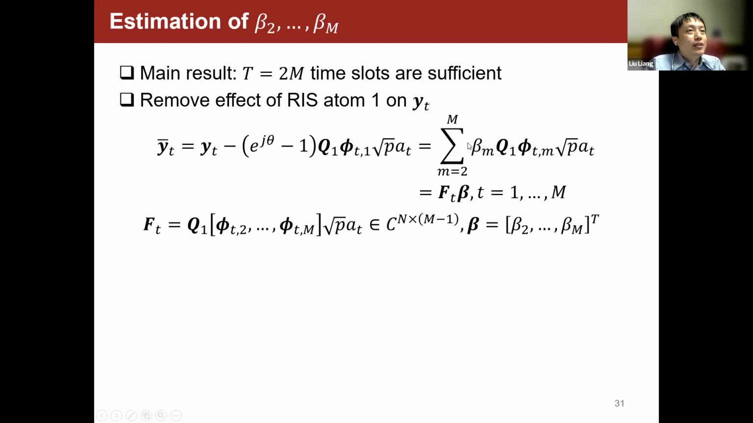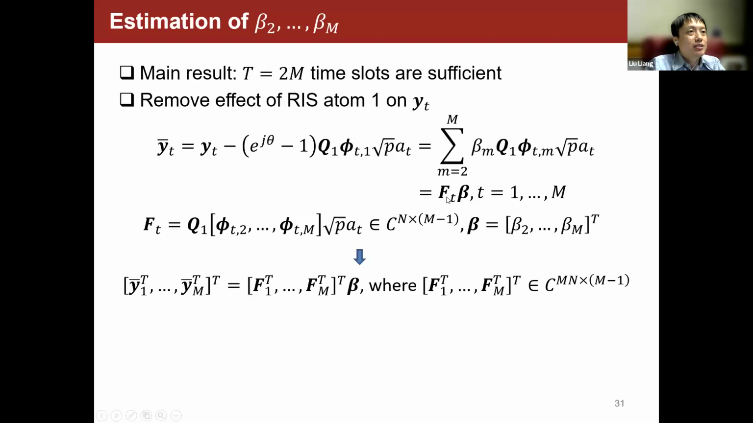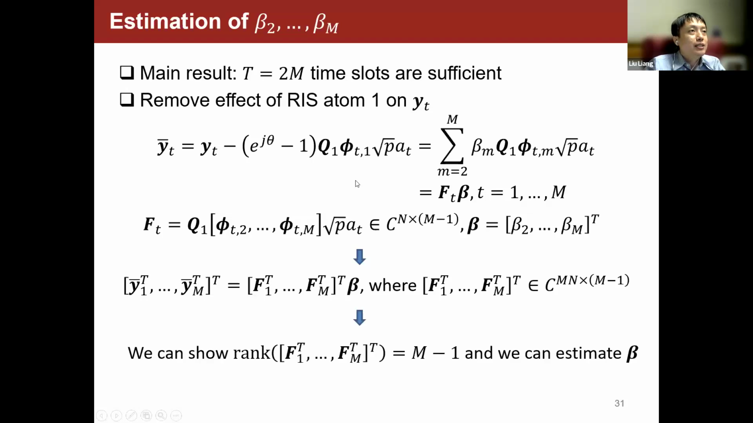If it is not known, this is the product, a nonlinear function of beta m and Q1. But the good news is that now we already know Q1. And after we know Q1, this is a linear function of beta m, right? And actually, we can write this down in a linear matrix form. Again, we can show this FT is a full rank matrix, and by using these equations, we can uniquely estimate beta 2 until beta m.